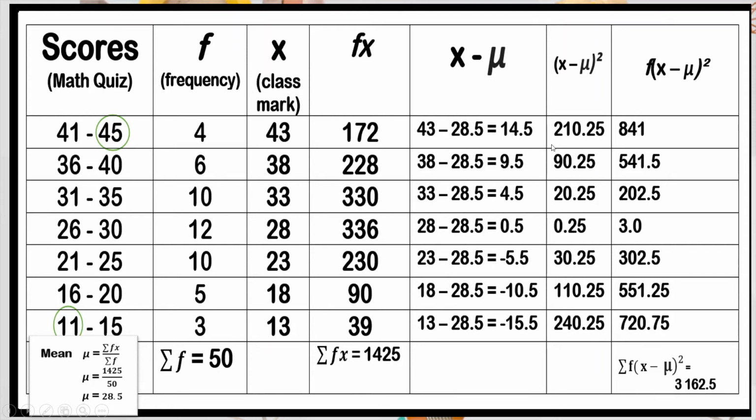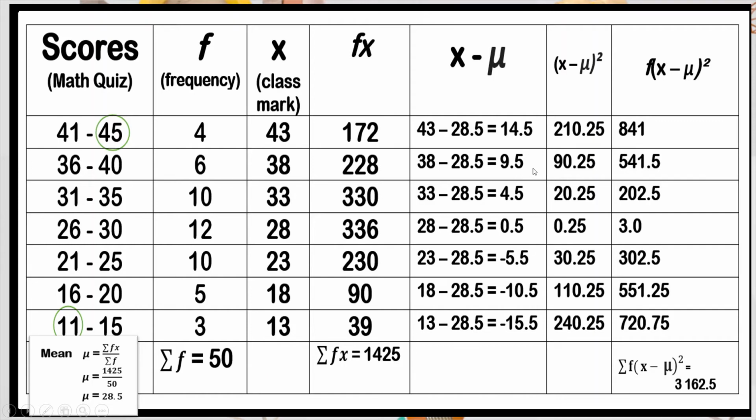After that column, after you got the difference, you're now going to square the results. So in the next column you have the quantity of x minus mu squared. That means the class mark minus the mean results are to be squared. Here in the first you have 14.5. When you say square it, you just multiply it by itself, right? 14.5 times 14.5, or you may just say 14.5 squared. What is 14.5 times 14.5? You have 210.25, and then you do the same with the rest.